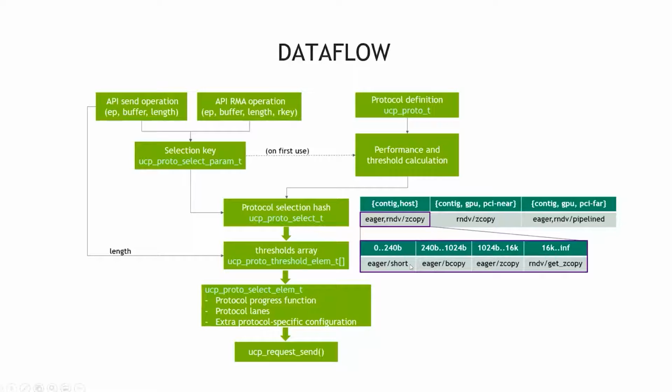But actually, we don't only get the protocol, we also get some private configuration of that protocol, which means which lanes it should use, which memory domains we should register, and basically everything that we are able to calculate upfront. Especially in rendezvous protocol, many things that we do today in the data path can be moved to the initialization path. After we get that configuration, we can save it in the request structure in a new field, and then progress the request according to the progress function.